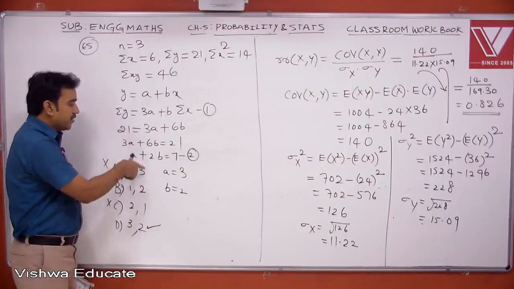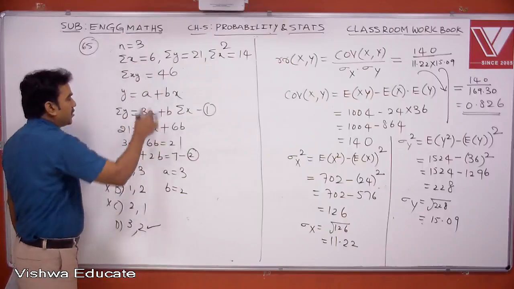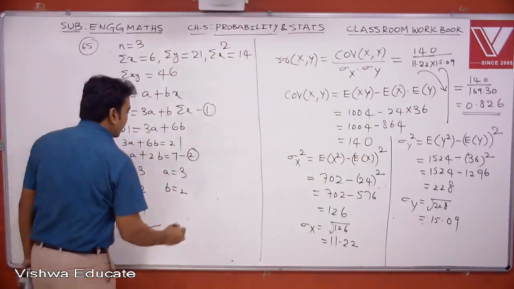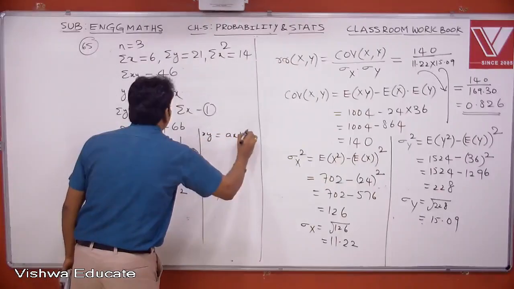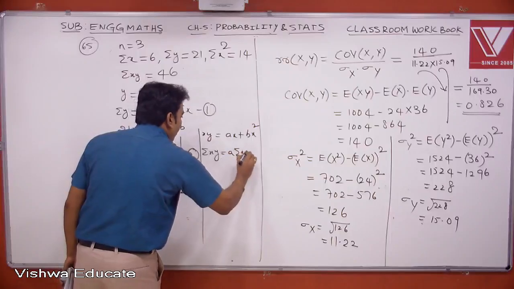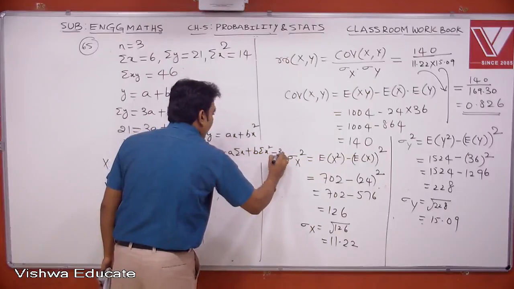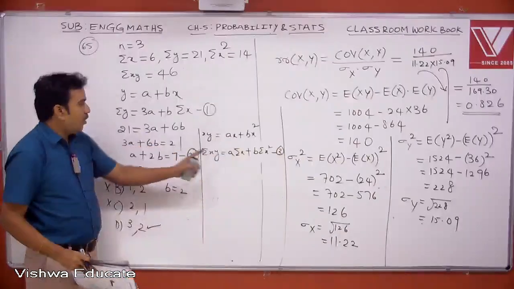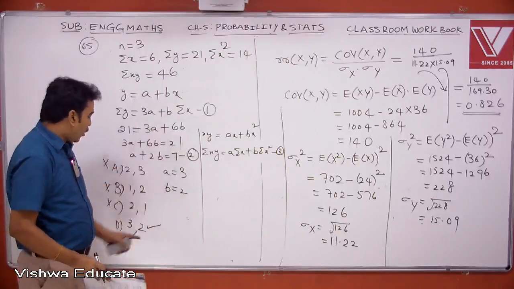So just by using the first equation, I can easily get a value 3, b value 2. Or you can go for the second equation. How to get the second equation? Multiply this equation with x. This becomes xy equal to ax plus bx square. And then apply sigma on both sides. Sigma xy equal to a sigma x plus b into sigma x square. You call it equation 3. And then substitute the values of sigma xy, sigma x. Solve equations 2 and 3. You can easily get the value of a as 3 and b value 2. So option D is the right answer.